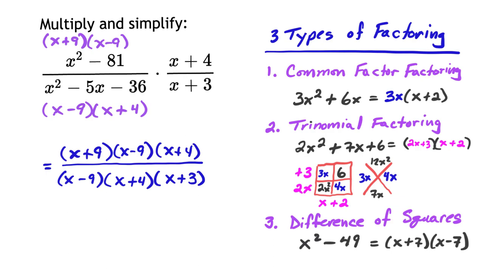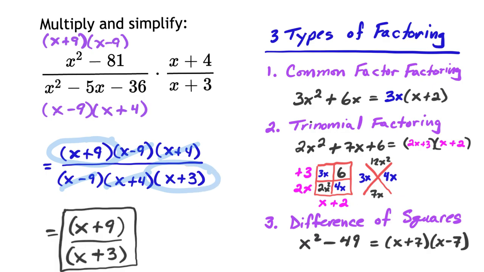So then as you try to look at this, you're then going to consider what you can cross out. Well, I have an x minus 9 in the bottom, and I also have one on the top. Cross those out. You also have an x plus 4 in the denominator, and you also have an x plus 4 in the top. So therefore, you can cross those out. Now, what is left then becomes your answer. So this one's going to have x plus 9 in the top and x plus 3 in the bottom, leaving you with the final answer as x plus 9 over x plus 3.